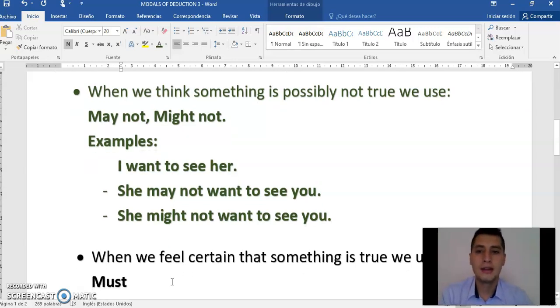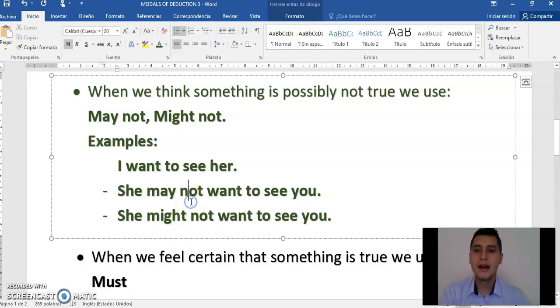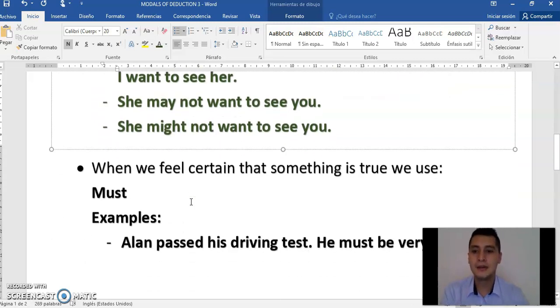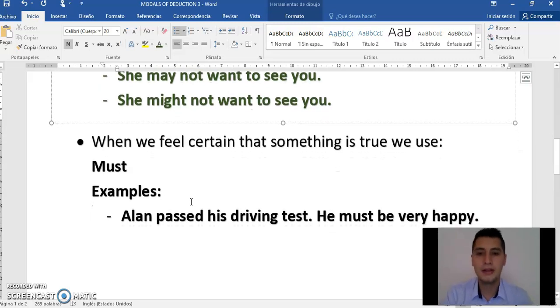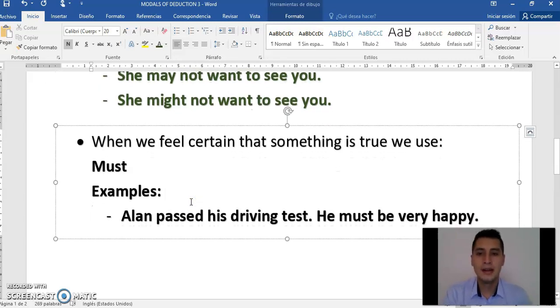When we think something is possibly not true, we use may not or might not. Also, I am going to show you some examples in here. And of course, if you need more explanation or extra examples, I am going to give you in the class. And we finish with this. When we feel certain that something is true, we use must. And of course, you have here the example.